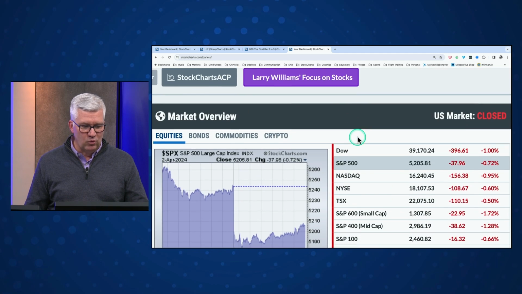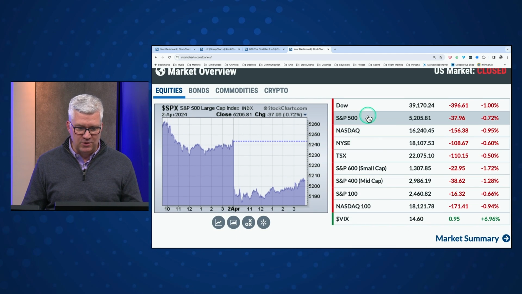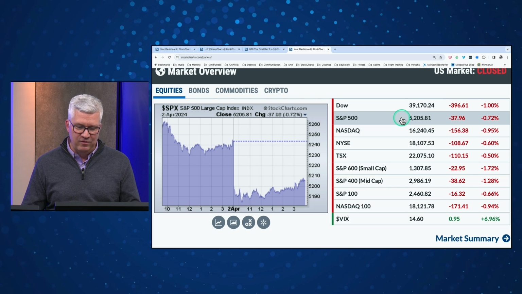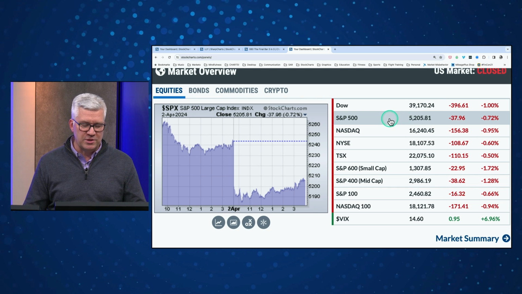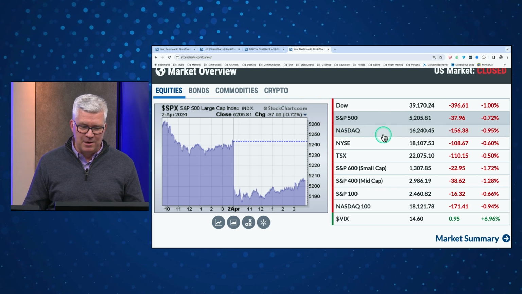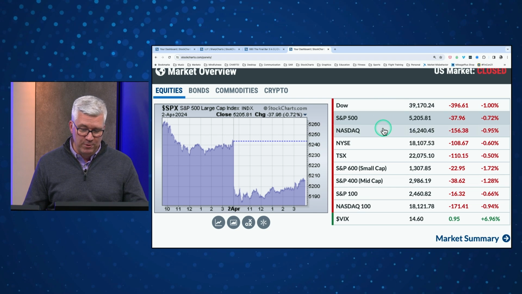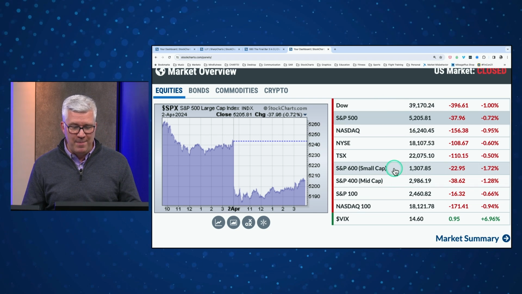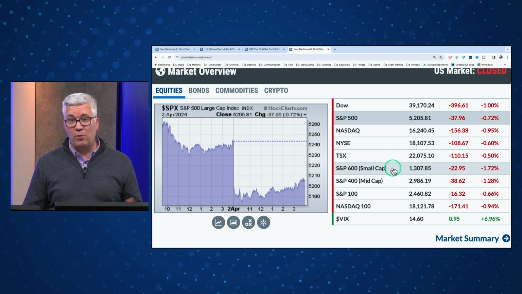Continuing here with our market recap on the dashboard on Stockcharts.com, we have the S&P 500 closing just above 5205. That's down about 0.75% from Monday's close. The Nasdaq Composite and the Dow were both down about 1% for the day. Mid caps and small caps underperformed. The small cap S&P 600 was down 1.7%.